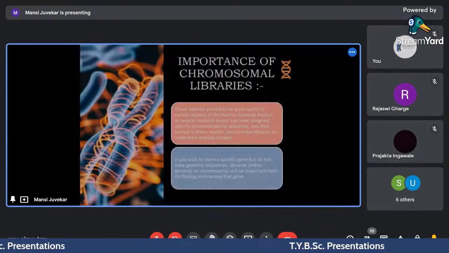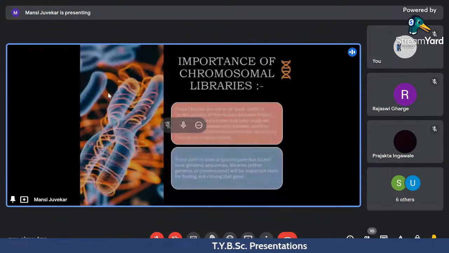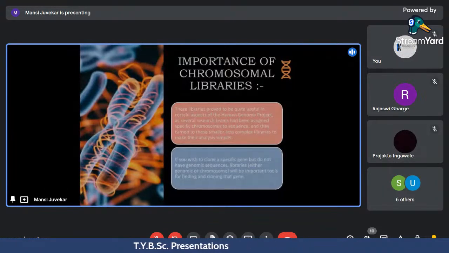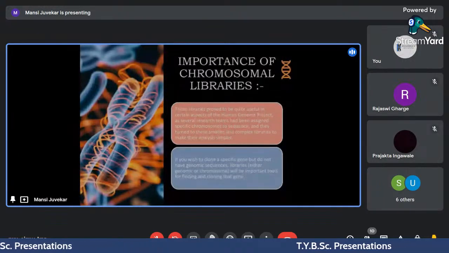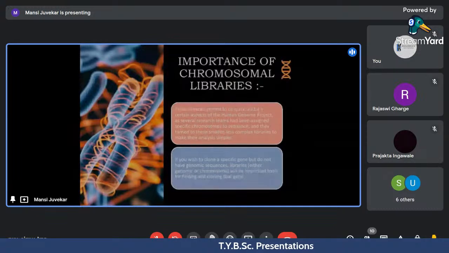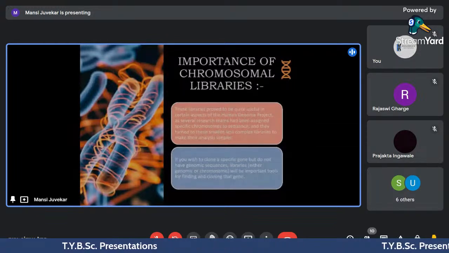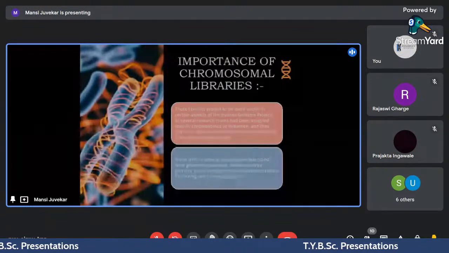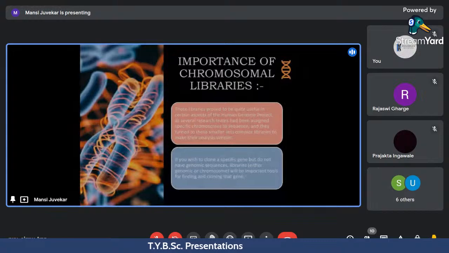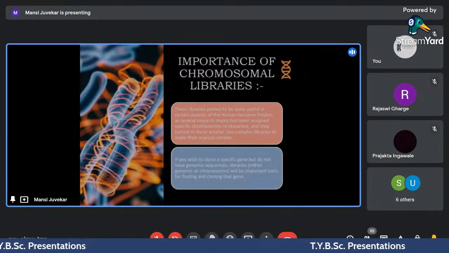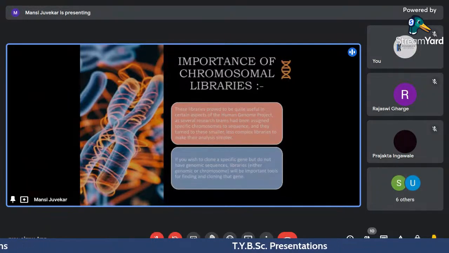और अभी इम्पोर्टेंस ऑफ क्रोमोसोमल लाइब्रेरी, these libraries proved to be quite useful in certain aspects of the human genome project. As several research teams had been assigned specific chromosomes to sequence, and they turned to these smaller, less complex libraries to make their analysis simpler. If you use to clone a specific gene but do not have genomic sequences, libraries, either genomic or chromosome, will be important tools for finding and cloning that gene.